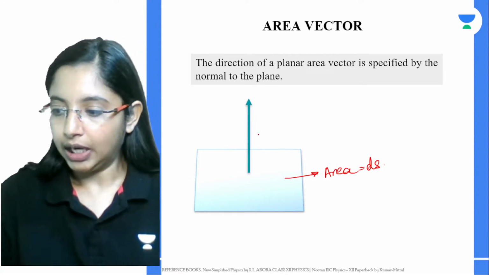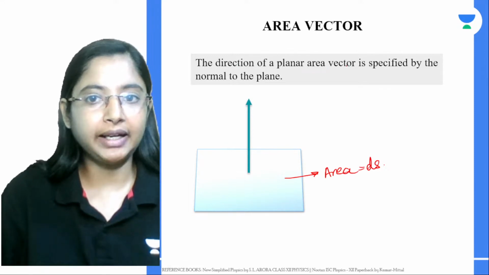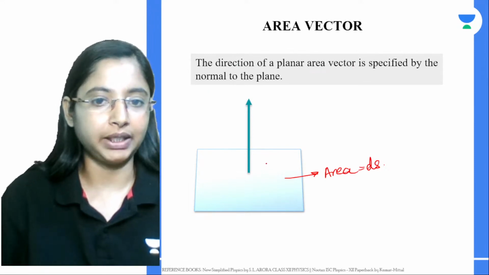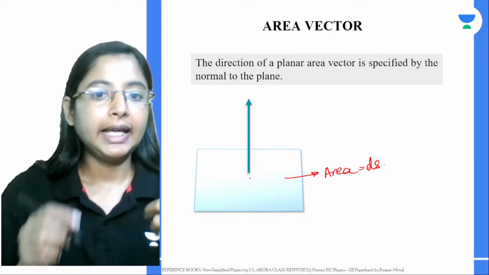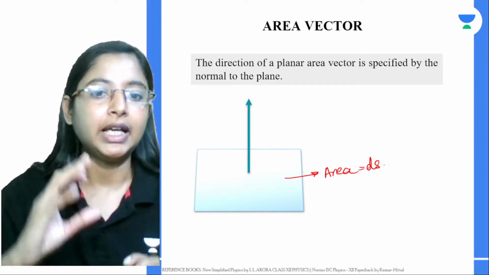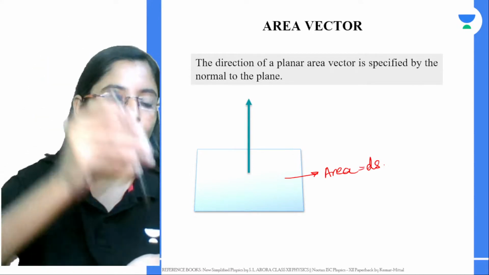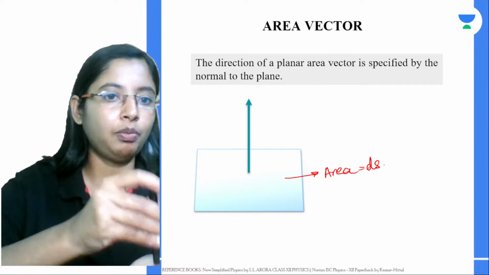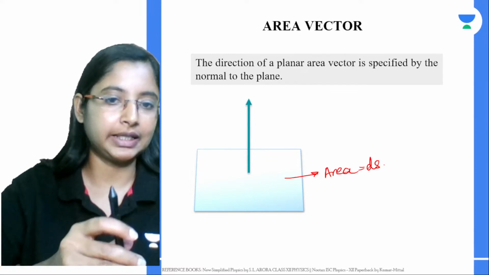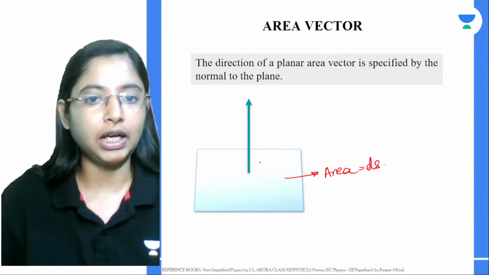Now, the direction of the planar area vector is specified by a normal to the plane. When you say a vector, area is a scalar, right? When you say area vector, if you want to specify it as a vector, then you have to give a direction to it. How do you do that? You take the surface, draw a perpendicular normal to it. That will always specify the direction of the vector.